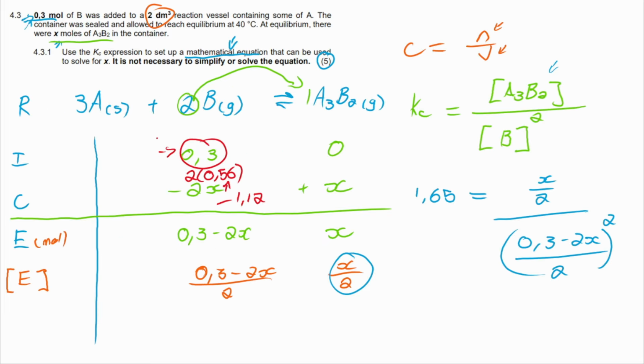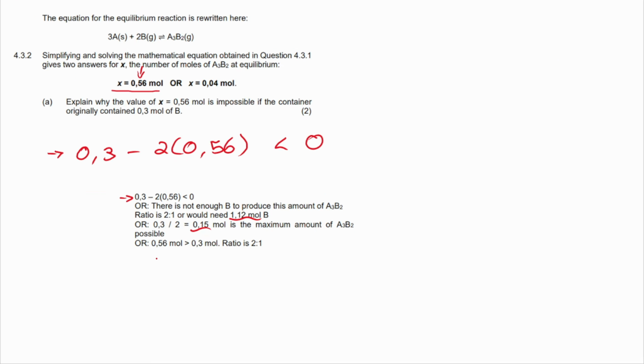Okay, so if we're starting with this much initially, 0.3, the maximum we can do is use up all of this to then create this over here, but it's in a ratio of 2 to 1. So the maximum you can have here is 0.15 for X, if all of this is being converted into A3B2. That's the maximum X we can have. So a lot of reasons you can say over there.